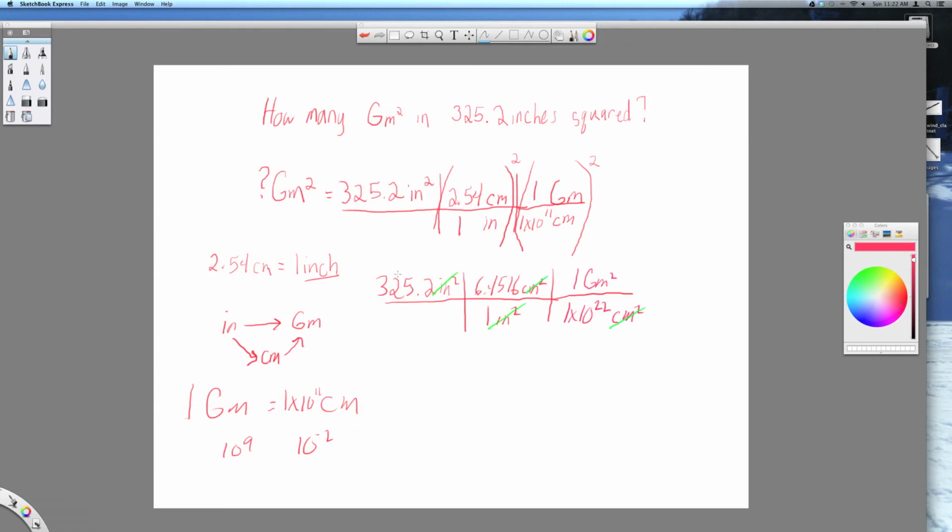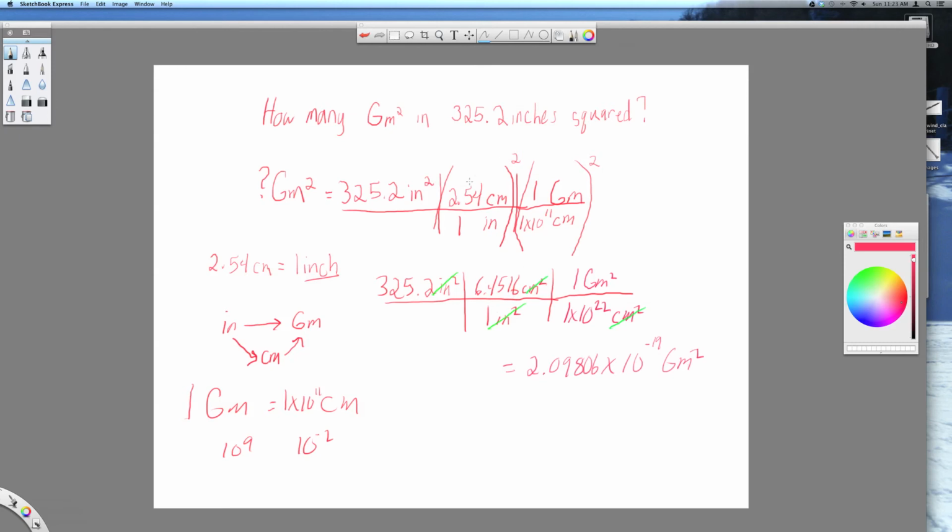And now we just multiply 325.2 times 6.4516 divided by 1 times 10 to the 22nd. And when we do that, we end up with 2.09806 times 10 to the negative 19th gigameters squared. Tiny, tiny number. We would expect that because inches are much, much smaller compared to gigameters. You have to have a whole lot of inches to make up a gigameter, so we'd expect this to be a tiny number. But I haven't rounded yet.